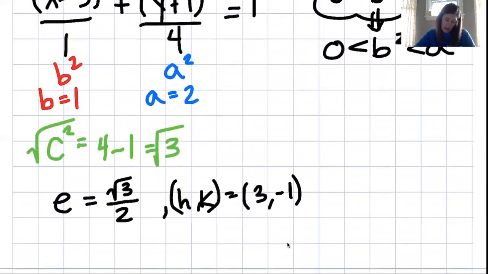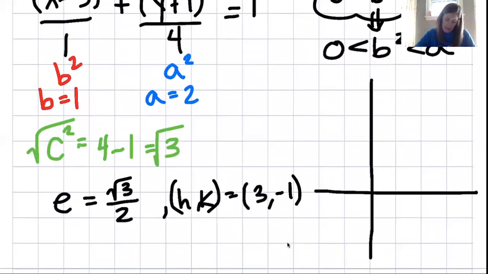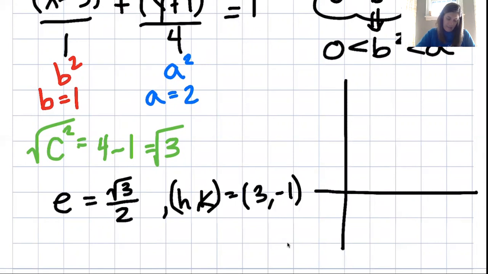Okay, so I'm going to sketch my ellipse. Ooh, I'm going to run out of space if I do it like that. I'm trying to think ahead. So I'll go over here. Okay, so I'm going to go right 3 and down 1. And then there's my center point.